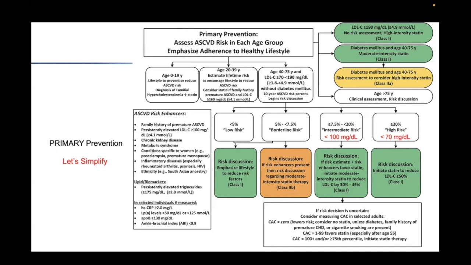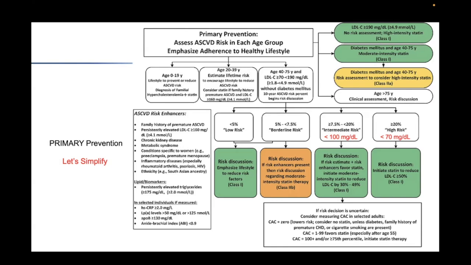And then you see this borderline risk between 5 to 7.5%. In that they say, well, you could have a discussion. If the patient wants to be aggressive about their care, you can start the statins. If they're not, you can hold off. Or you can consider other things.